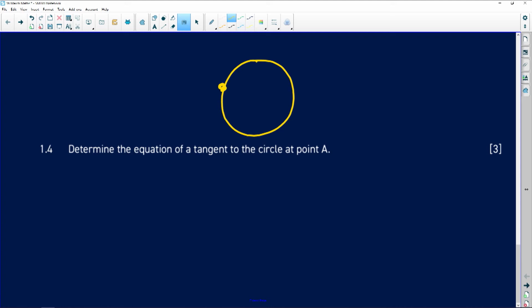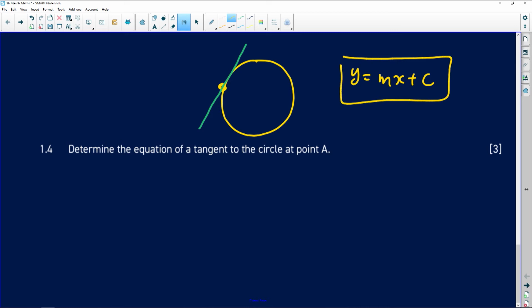You guys should know that a tangent is a straight line that is going to touch a circle at one point. So I'm simply going to say there's my tangent there that is going to pass at that point there. So we are looking for the equation of that line. But what do we know so far? We know that for you to find the equation of a tangent, we're going to use y equals mx plus c, because a tangent is simply a straight line.